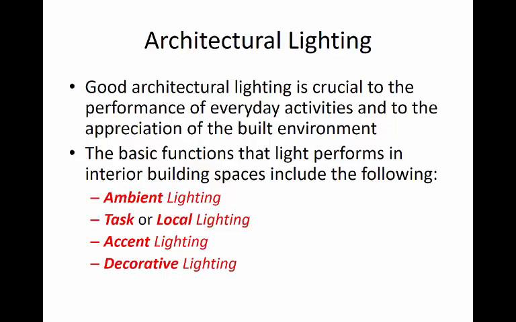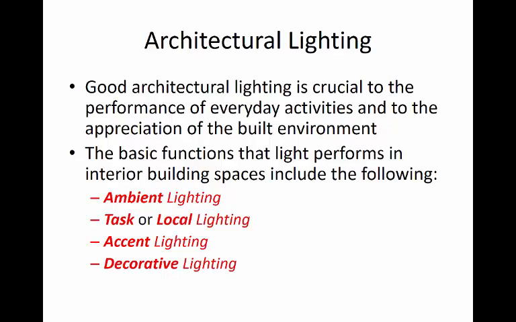First off, we have ambient lighting. This is the lighting that helps to illuminate an entire space around us. Next, we have task or local lighting. This is light that's centered down on an individual thing that we're working on. So think about a desk lamp that puts additional light into the area where you're working to help you facilitate that more detailed task.